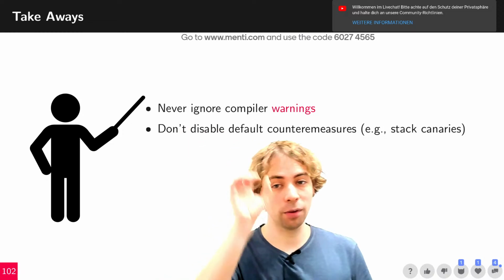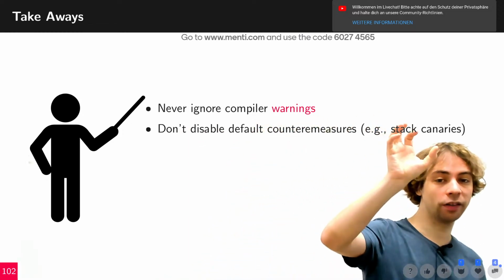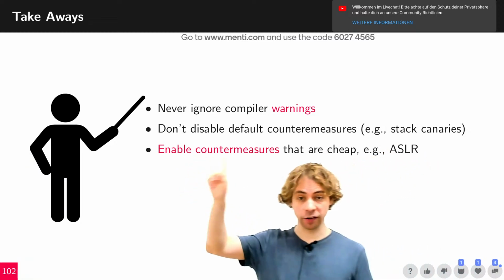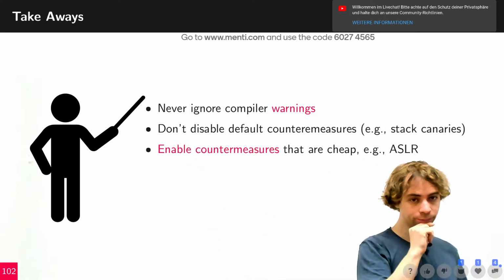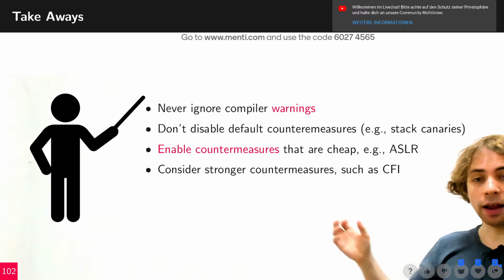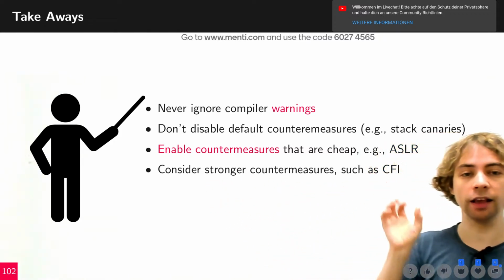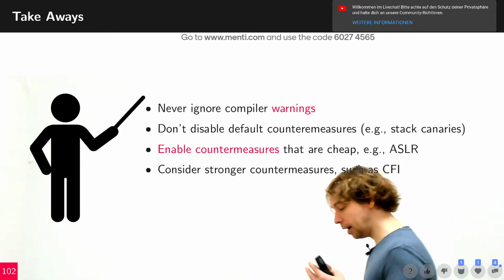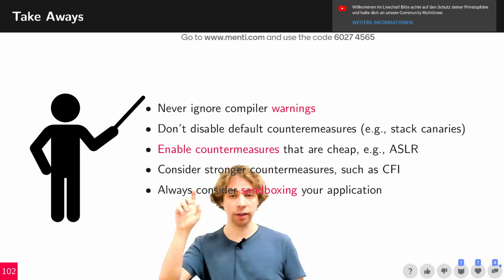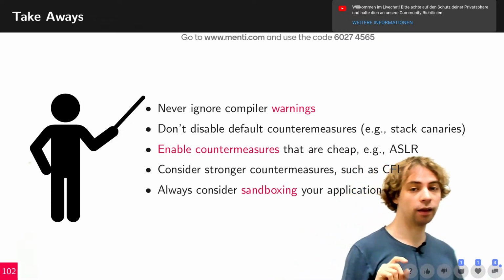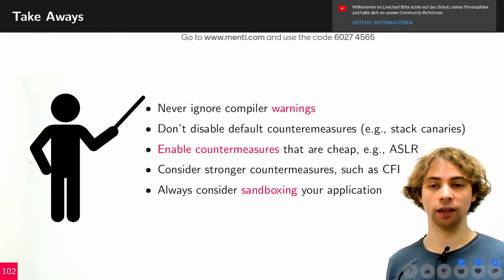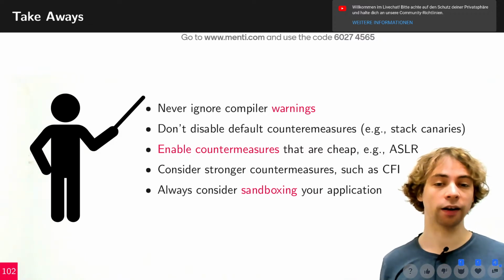Never disable the countermeasures. The default countermeasures are useful. Don't disable them. Enable countermeasures that are cheap, like ASLR. And consider enabling stronger countermeasures such as CFI. And if you have an application, always consider sandboxing. If you sandbox it, you limit the damage that an attacker can do.